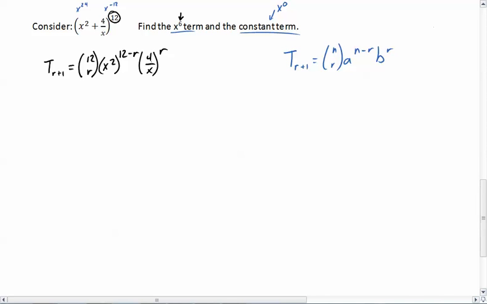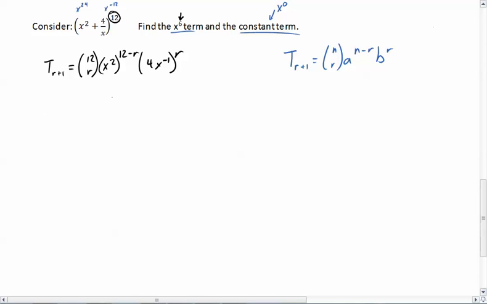Okay, now I'm going to actually take the liberty here of rewriting the 4 over x, and I'm going to rewrite it as 4x to the negative 1, just because it'll make the math a little bit easier later. It doesn't matter, it's okay. If you want to leave it over x, that's fine. You can work it out that way as well.